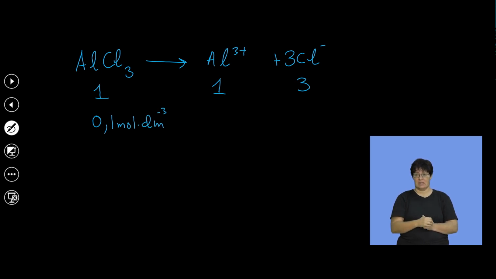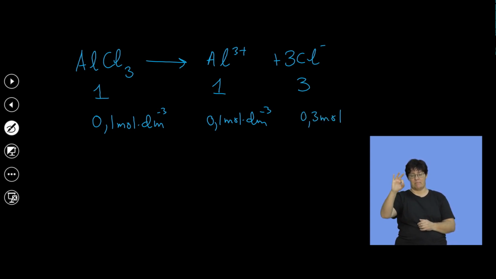So if this completely dissociates, the aluminium chloride has a concentration of 0.1 mole per cubic decimetre. Then the chloride will be 3 times the number of moles, so the concentration will also be 3 times bigger, which is 0.3 moles per cubic decimetre of the chloride. So the ratio remains 1:1:3.